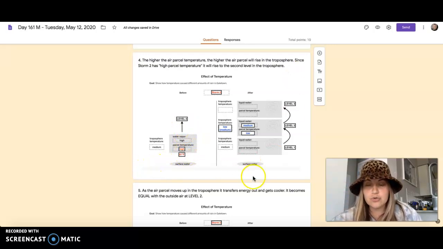So it shows me level 1, level 2, level 3. It also shows that the parcel temperature is high at 81 degrees Fahrenheit and it reaches level 2. So it is not hot enough to go all the way up to level 3, but it is hotter than to just be stuck at level 1. So right now, this air parcel for Storm 2 is at level 2. It has a troposphere temperature of low or medium. Its liquid water is medium, and its air parcel temperature is now low. That's once the energy has transferred, right? We're in the after box here.